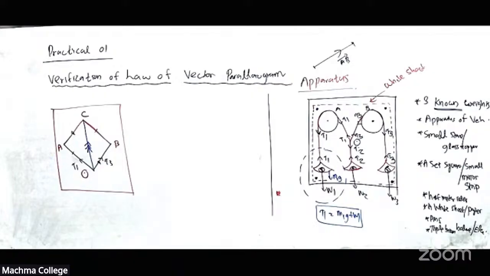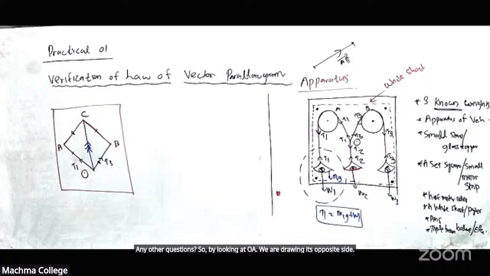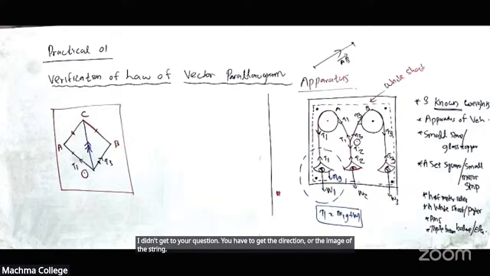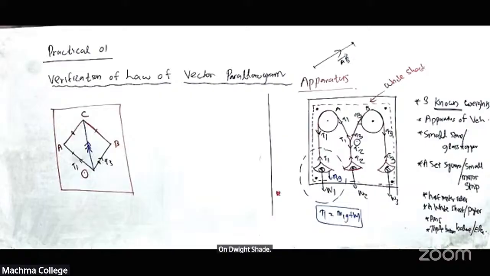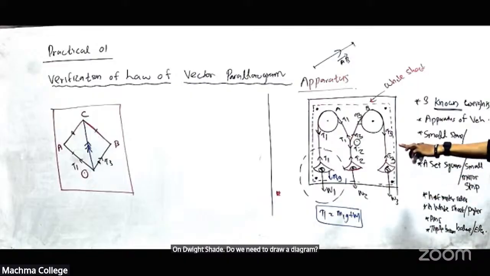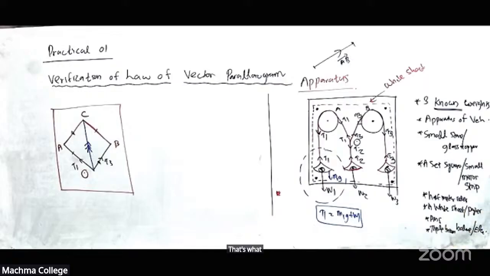Any other questions? So, sir, by looking at OA, we are drawing its opposite side. I didn't get your question. You have to get the direction or the image of the string onto the white sheet. Do we need to draw the diagram? You asked about that. That's what we are doing now.